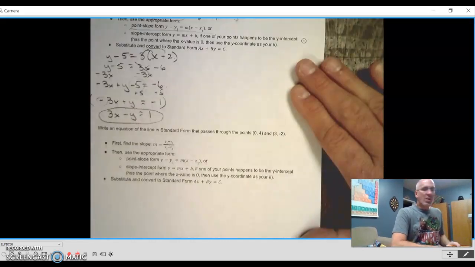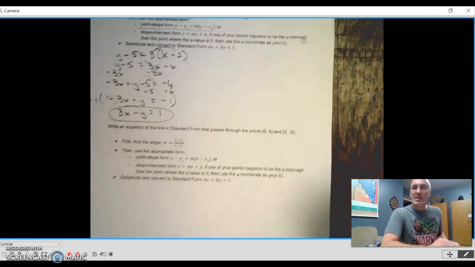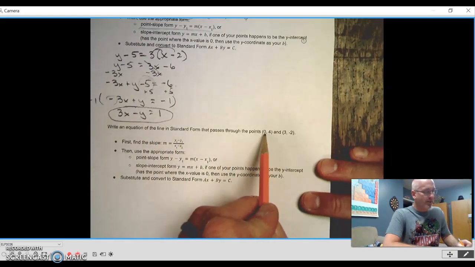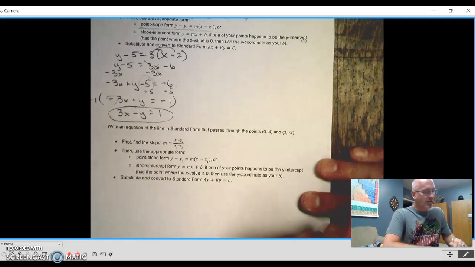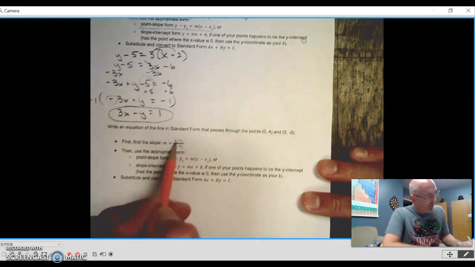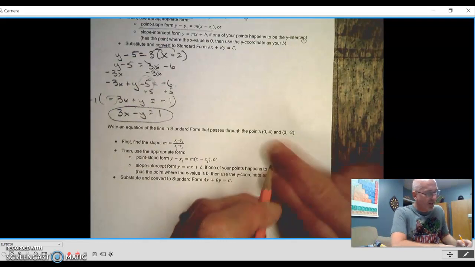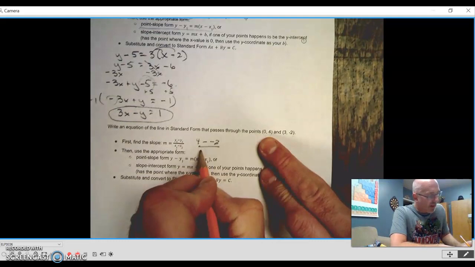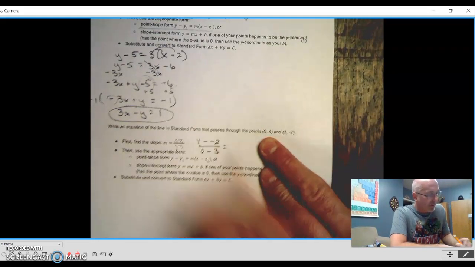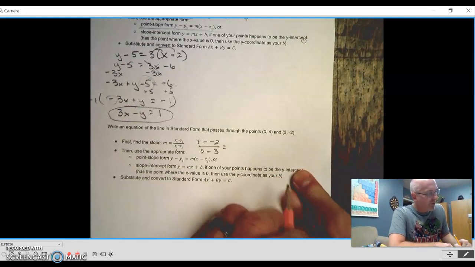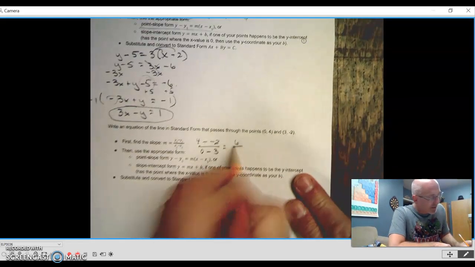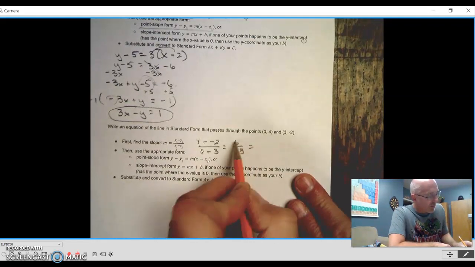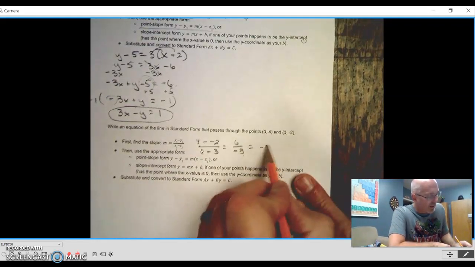Okay? So here's another problem. We could do it the exact same way. We want to write an equation of the line in standard form that passes through the points (0, 4) and (3, -2). So we have to find our slope. Difference of the y's over difference of the x's. So let's just do 4 minus a negative 2, and then 0 minus 3. So 4 minus a negative 2 is the same as 4 plus 2, which is 6. 0 minus 3 is negative 3. When we do 6 divided by negative 3, we get negative 2.